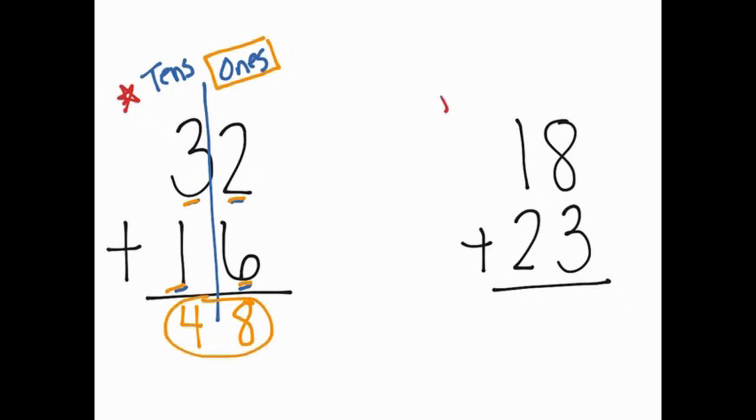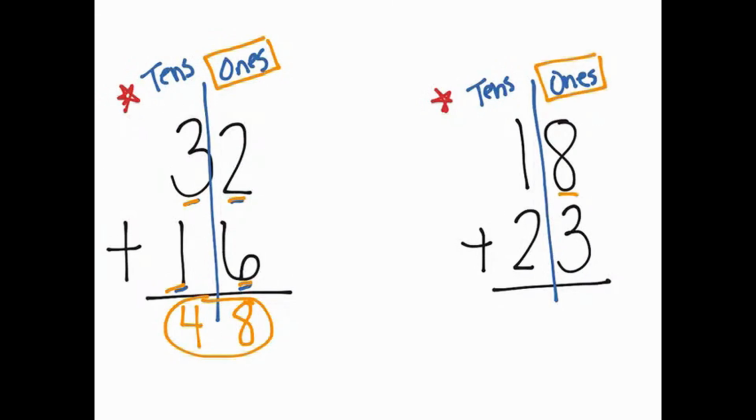Now let's take a look at our second problem, 18 plus 23. I'm going to start off the same way. I'm going to split out my tens and my ones. So my 1 and 2 are in the tens column. My 8 and 3 are in the ones. When I add, I always start by looking at my ones column.